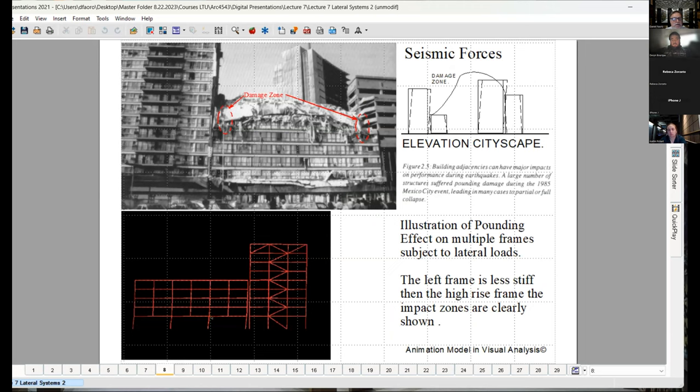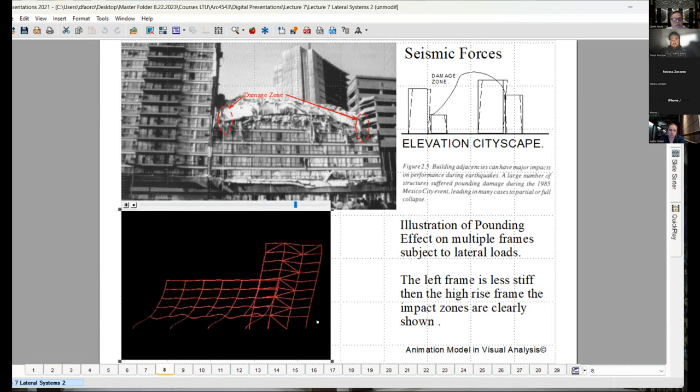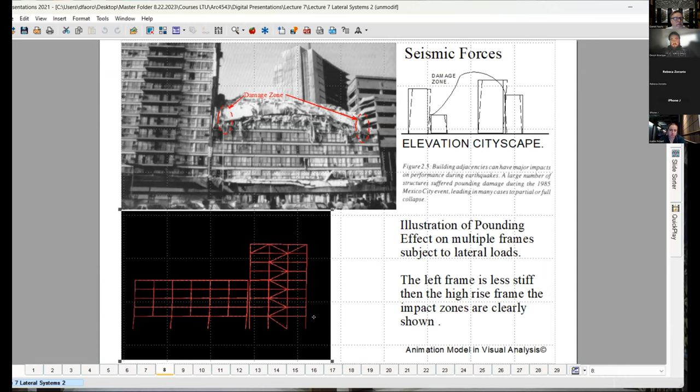low height system. It's got a soft first story. That's not a good thing if you remember that term. And on the right-hand side is a diagonally braced taller building, but it's got diagonal bracing and a half truss, and it's going to be stiffer. Everybody see the problem of pounding effect? The frame on the left-hand side clearly is running into the frame on the right-hand side.